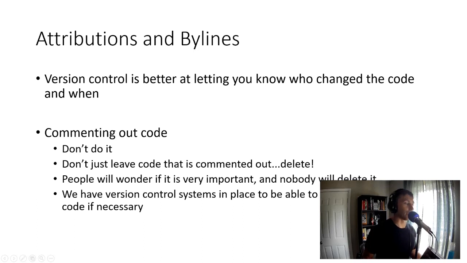What ends up happening is that people will often wonder if it is very important. Nobody's going to end up deleting it, and it's just going to stay put in your code repository forever and ever, leaving people to feel confused as to what it actually is. And because people don't know what it is, they're not going to delete it, so on and so forth. So again, if you're going to comment out code that is no longer needed, just delete that code.